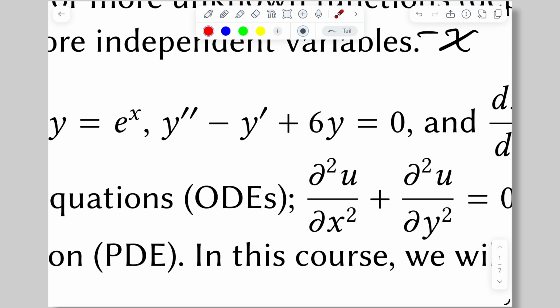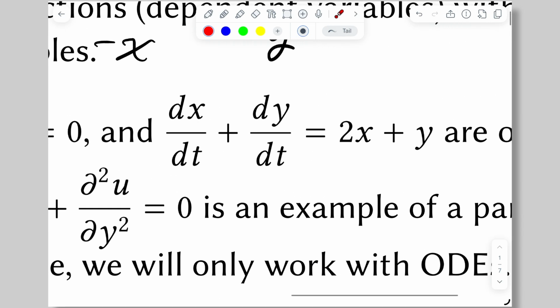This would be referred to as a second order differential equation because it features a second derivative as the highest derivative. dx dt plus dy dt equals 2x plus y is an example of a differential equation that has two unknown functions. One of them is y of t and the other is x of t. These commonly appear in systems of differential equations.